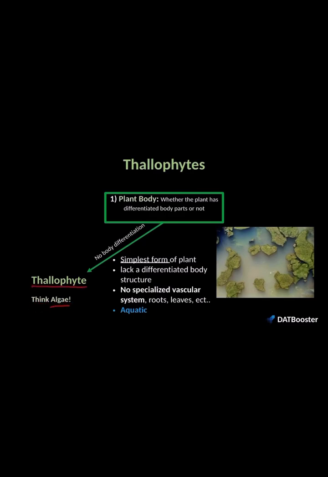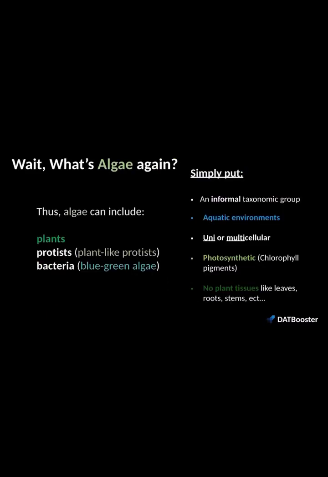So let's look at what algae is one more time. So what's algae again? Well, algae can include plants, so kingdom Plantae. It can include organisms found in kingdom Protista, because plant-like protists have photosynthetic pigments. They produce their own organic molecules. It can also include bacteria, so domain Eubacteria, where you have blue-green algae, or cyanobacteria. This is because cyanobacteria also undergo photosynthesis. But regardless, when you hear or see the word thallophyte or algae, this is what you should think.